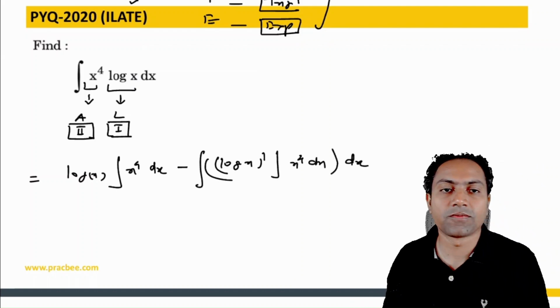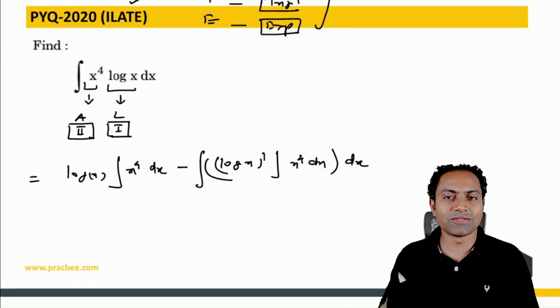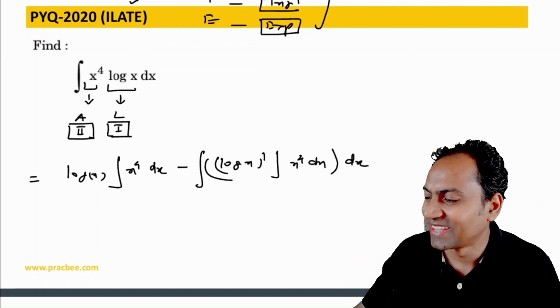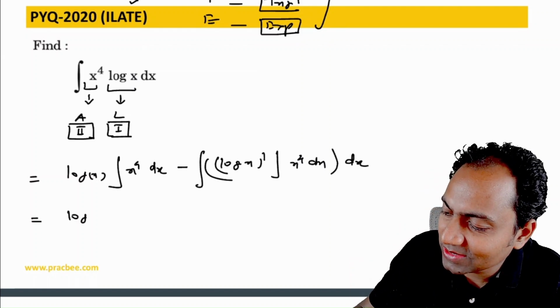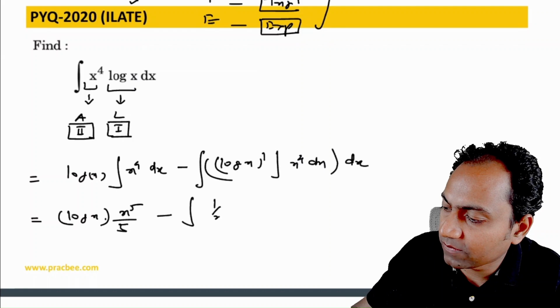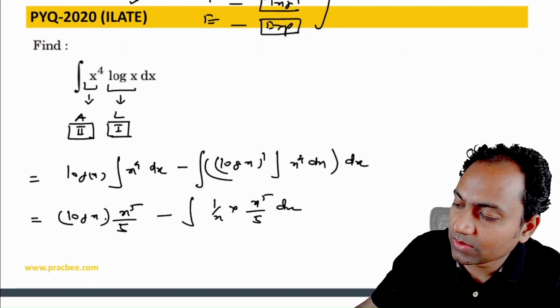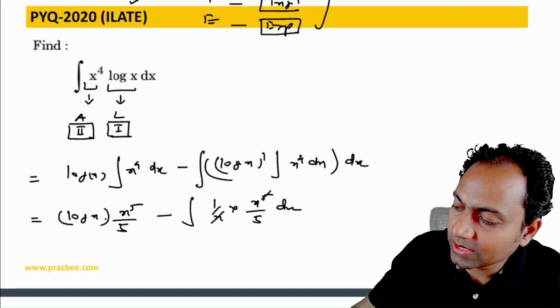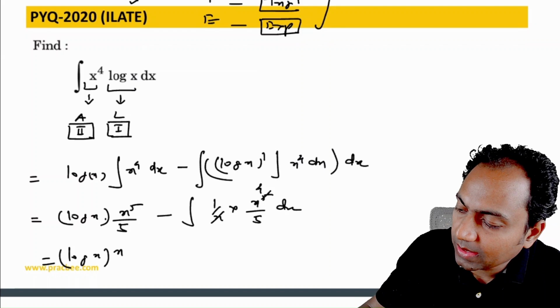This is the basic formula. So it is like a statement: first function into integration of second function minus integration of differentiation of first function into integration of second function. Like this you can do. Once you have done that, this becomes log x into x raised to the power 5 by 5. This differentiation would become 1 by x. This will become x raised to the power 5 by 5 dx. Now you can see that this x and this will get cancelled out. And again, you can integrate the second part and get the answer.